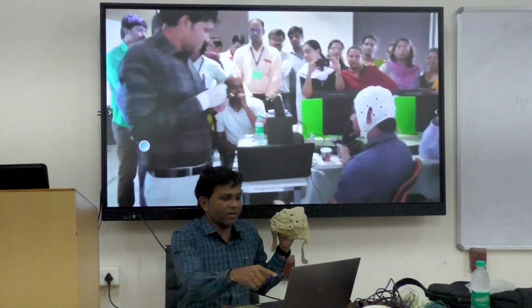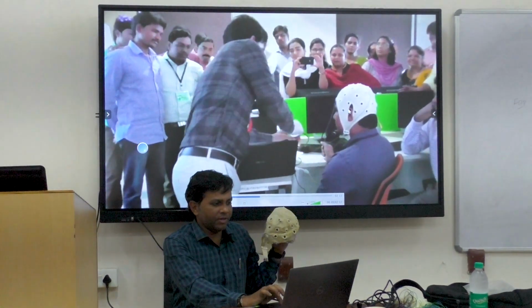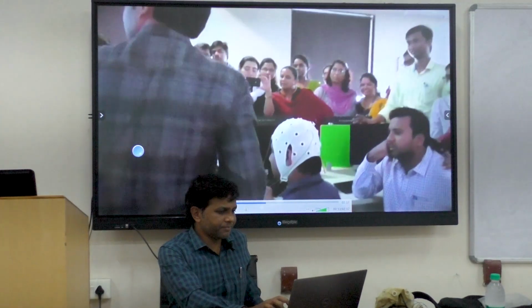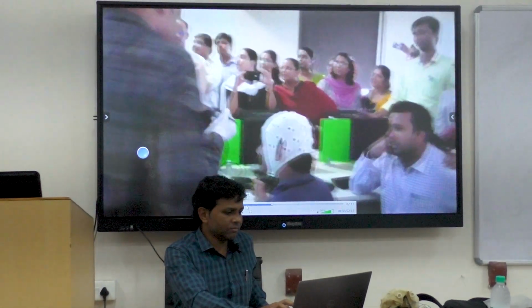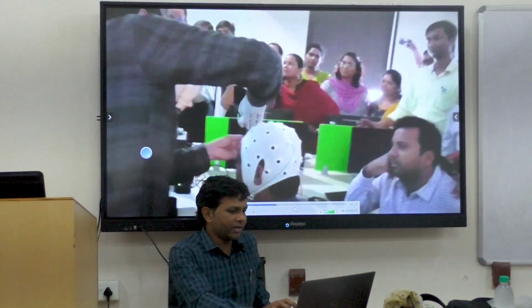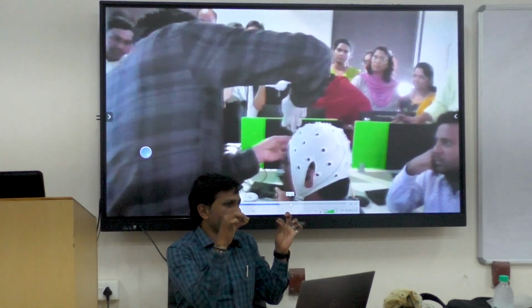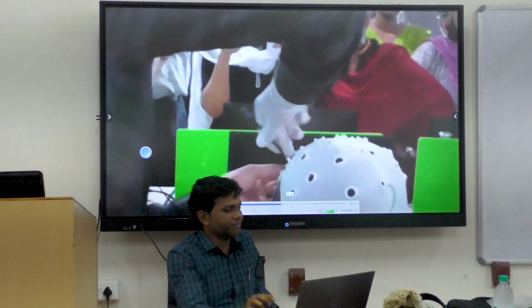Now if you see, I have connected the EEG cap here, and I am applying the electrode gel. You see how we are attaching the electrode. So simply apply the electrode gel and fix the electrode wire in the channel position.